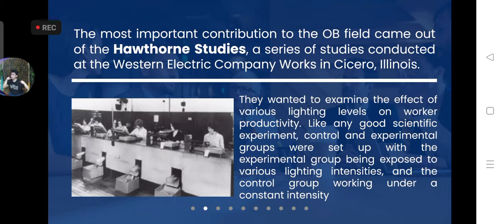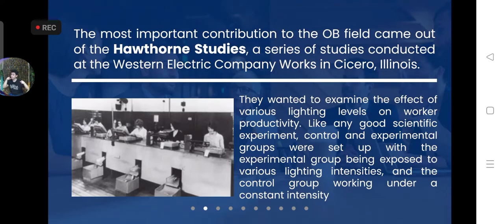So the most important contribution of the OB field came out of the Hawthorne studies, a series of studies conducted at Western Electric Company's works in Cicero, Illinois. They wanted to examine the effect of various lighting levels on workers' productivity. Like any good scientific experiment, control and experimental groups were set up, with the experimental groups being exposed to various lighting intensities and the control group working under a constant intensity.